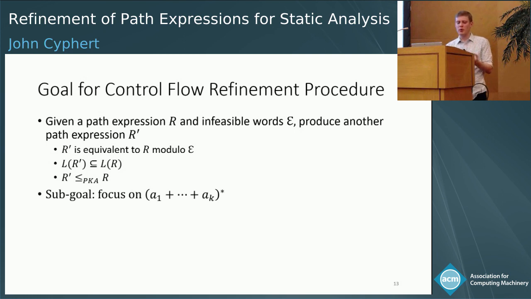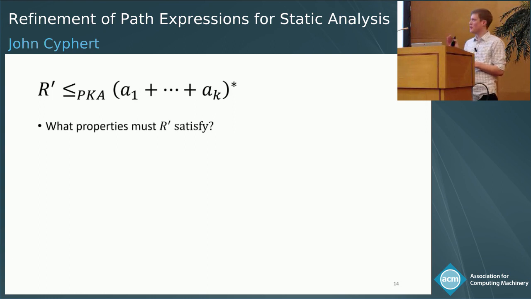So before we focus on the general problem of refining any path expression, we're just going to focus on the goal of refining a single loop. But before we actually go into the algorithm, we want to produce an expression R prime that reflects the order of the pre-Kleene algebra, and we want to know what properties R prime must satisfy.